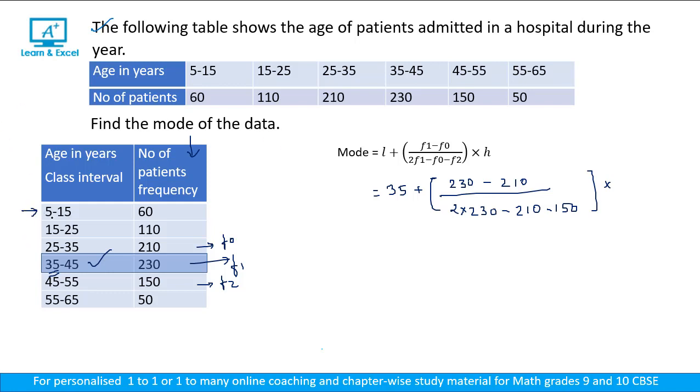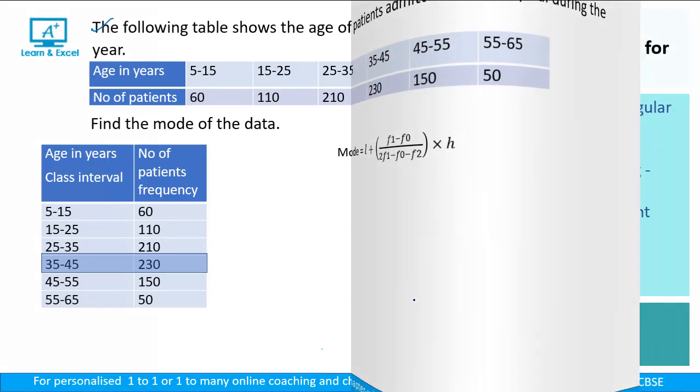So we can look at the first class interval 5 to 15. So 15 minus 5 equal to 10, which is H, which is the size of the class interval. So now solving this, we get 35 plus 20 upon 100 into 10. So this is going to be 35 plus 2, which is equal to 37. Mode of the given data is 37.